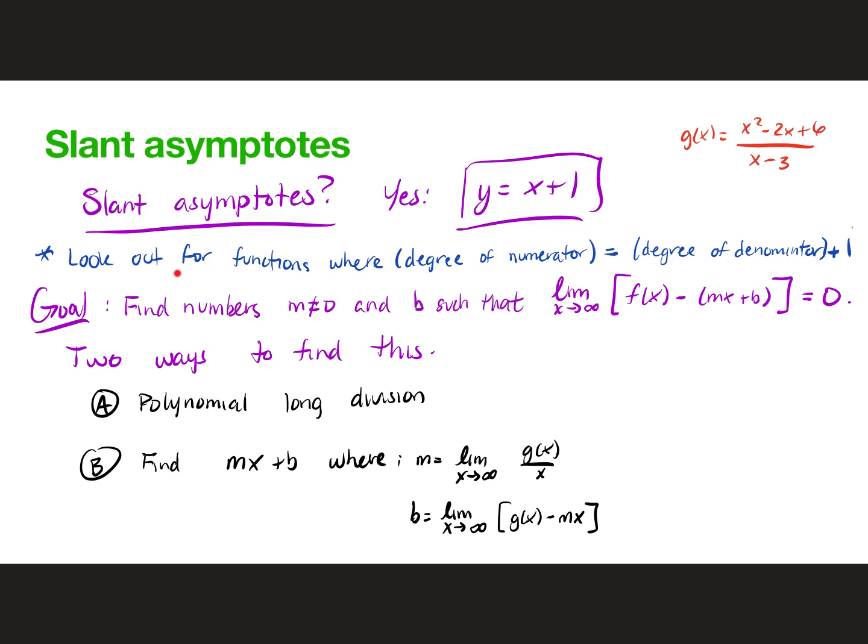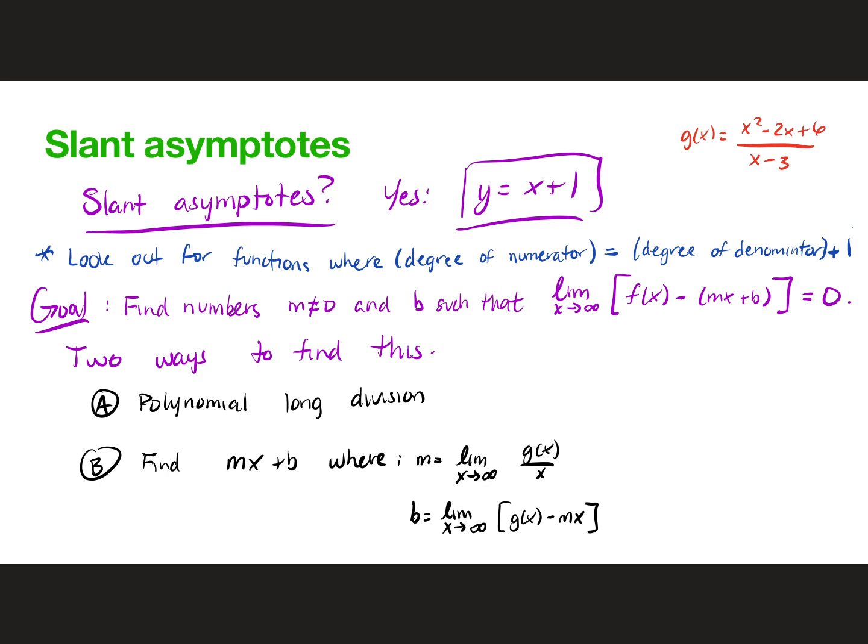And here's a little hint to look out for: if the degree of your numerator is equal to the degree of the denominator plus 1, then there's a good chance that you have a slant asymptote. An alarm should go off in your head like, hey, maybe I should look for slant asymptotes. If we look at our function g of x, we have a quadratic on top and a linear on the bottom, so an alarm should go off because the degree of the numerator is exactly 1 more than the degree of the denominator. And so there's a good chance that we'll have slant asymptotes.